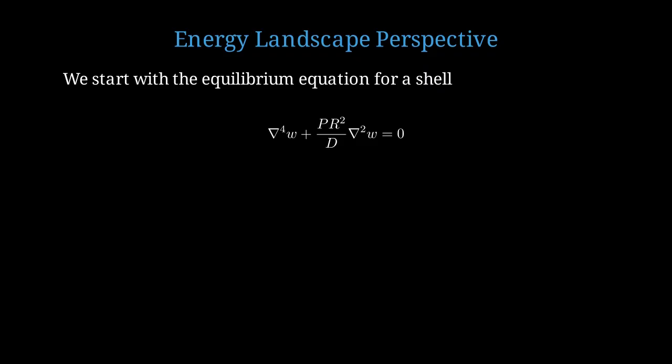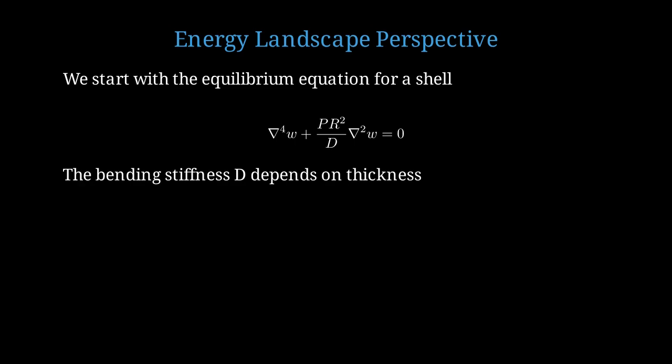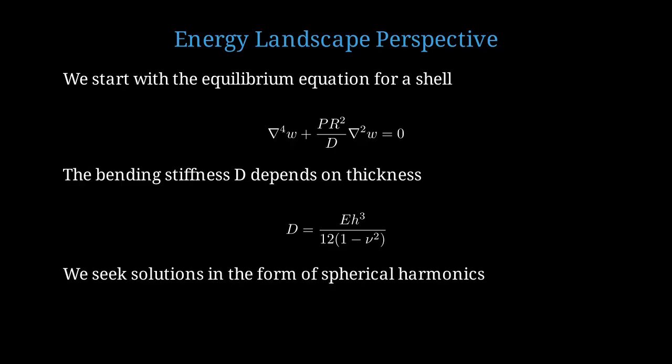the sphere. The bending stiffness D equals E h cubed divided by 12 times (1 minus nu squared). This explains the strong dependence on thickness. D equals E h cubed over 12 times (1 minus nu squared). Notice the h cubed dependence. We seek solutions in the form of spherical harmonics. The displacement can be expanded as a sum over mode number n.